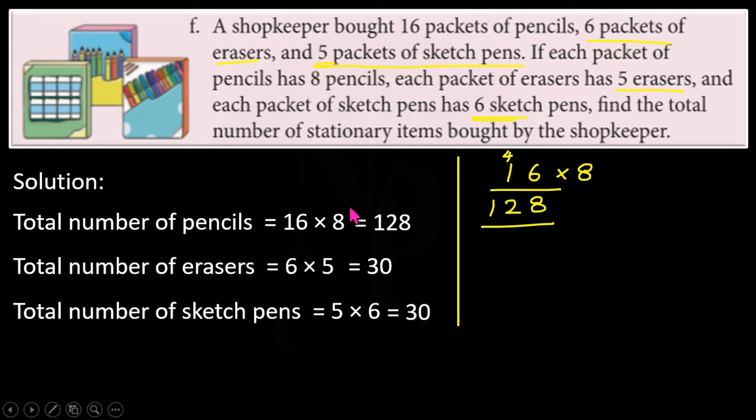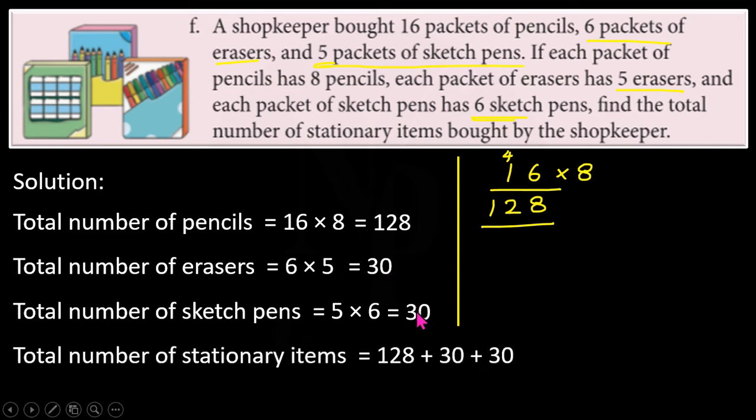So if you look at all these, the total number of pencils he bought is 128. Total number of erasers is 30. Total number of sketch pens is also 30. Now to find the total number of stationery items bought by the shopkeeper, we have to add these numbers, that is 128, 30 and 30. So total number of stationery items is equal to 128 plus 30 plus 30. Now we have to add these to find the total number.